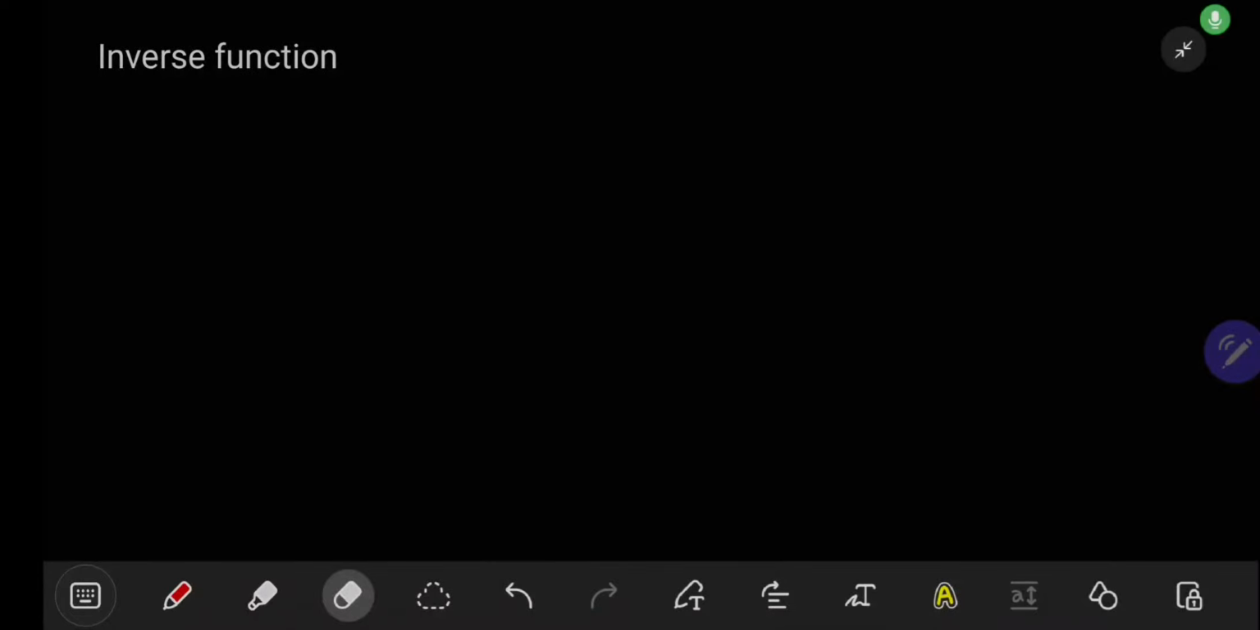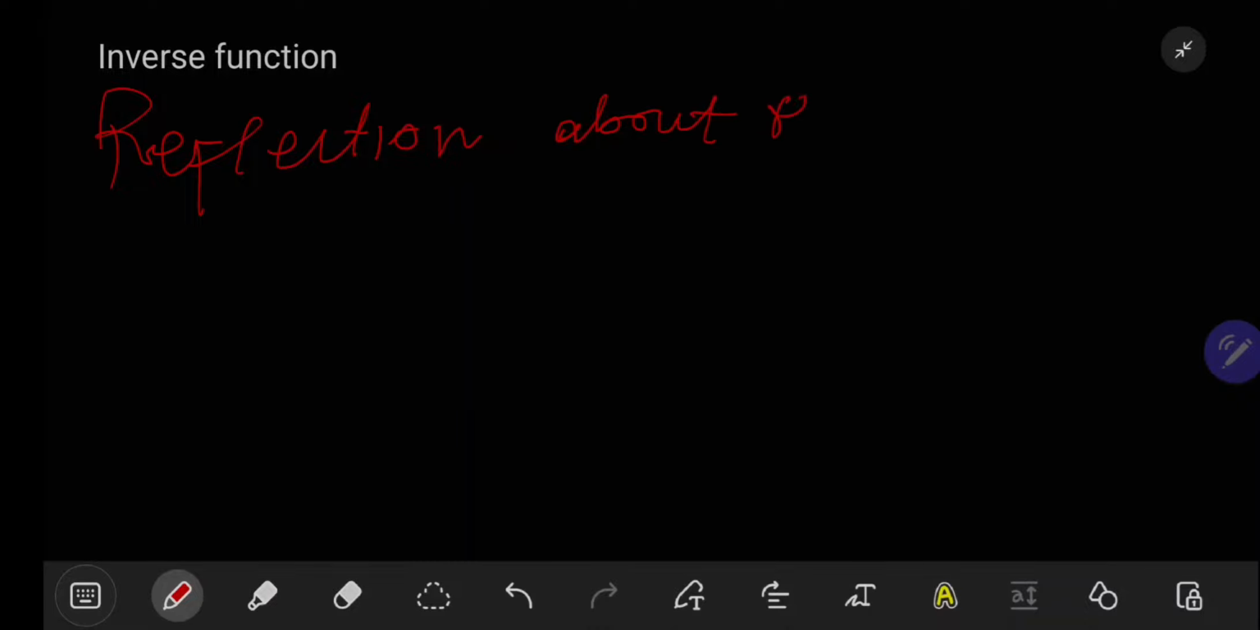Welcome to another session. In today's session, we're going to be looking at inverse functions. When we talk of the inverse function, we talk of the reflection of a graph about the line y equals x.